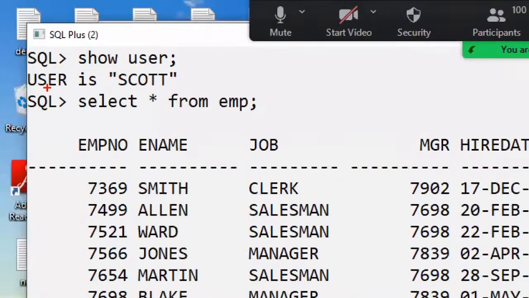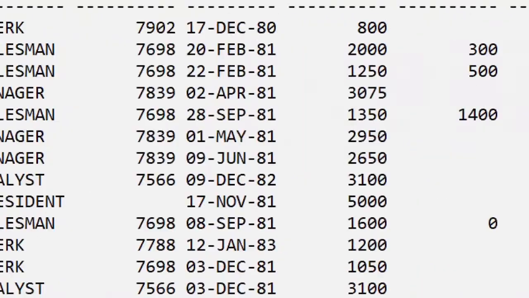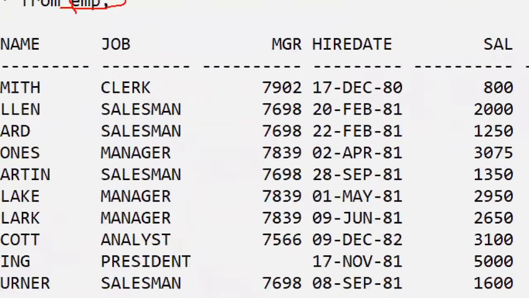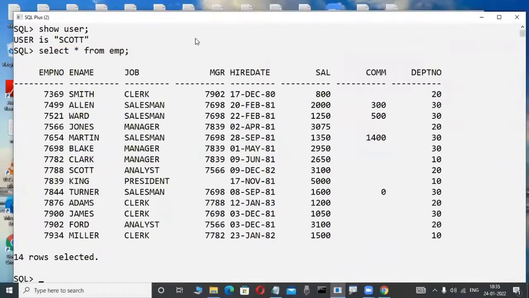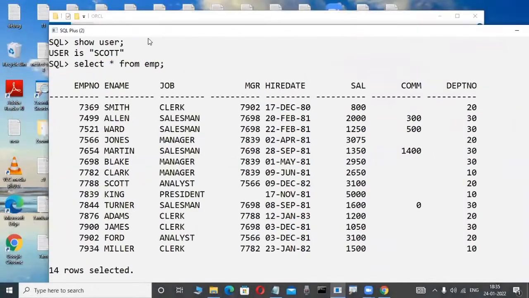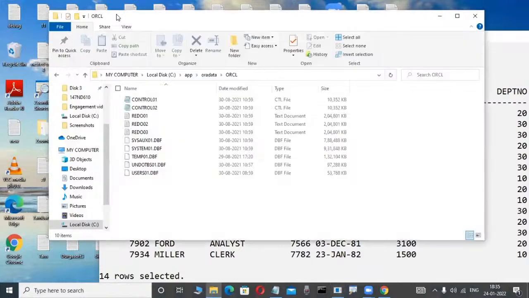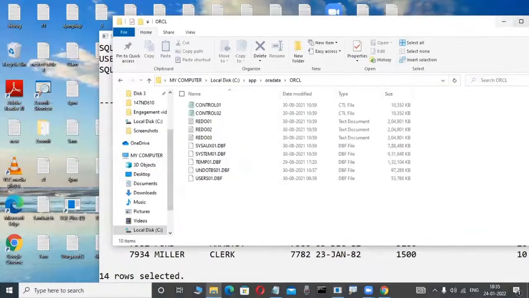Imagine Scott is an employee in a company. You don't have an idea what a user is yet, but just imagine. Now, which table does this employee have? The EMP table. For example, this table exists only in their project. Now check it out, observe the screen. You will become familiar with all these things in the future.